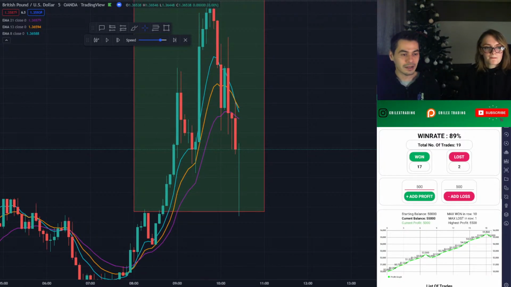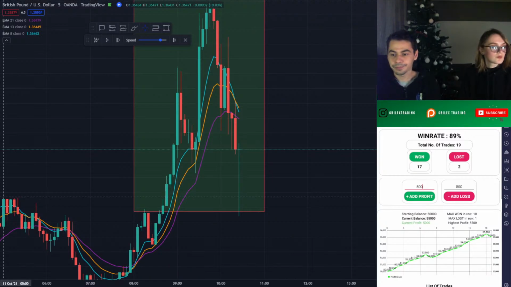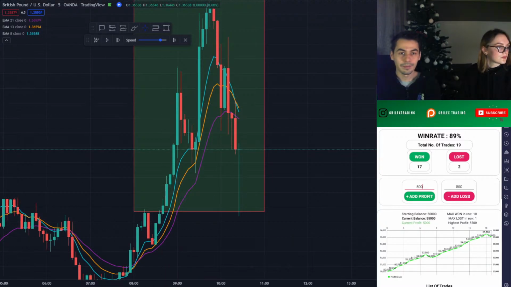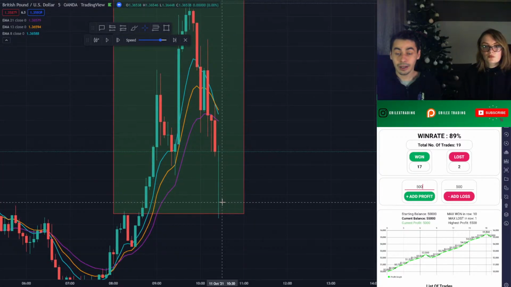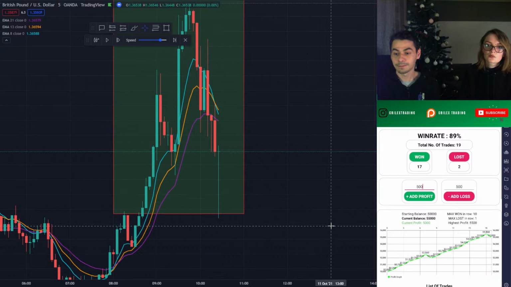I added the loss. I have to add it in our Excel as well. So it's still, it's actually 11th of October. Yes, still 11th of October. Okay, guys, so far, so good. On the 11th of October, we started trading on the 1st, and so far we are up 10%.